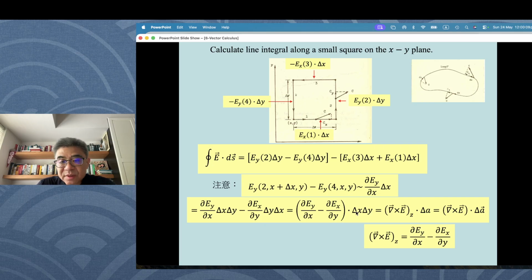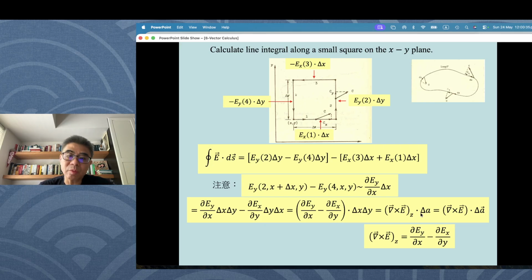Now it's obvious delta x, delta y is the surface area of this small square. We call it delta A. Okay, and the term in front is actually the z component of the curl. I write it here so that you can recognize it. Okay, so this is the z component of the curl of E times the area.